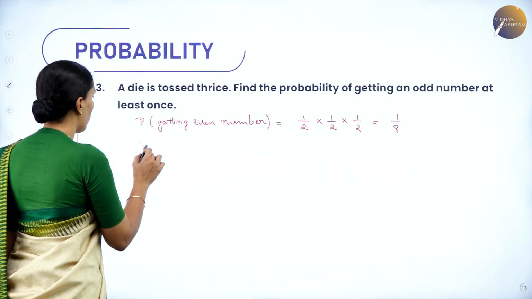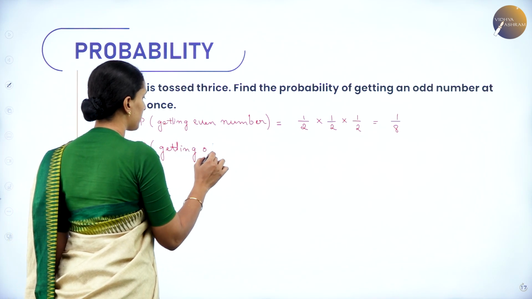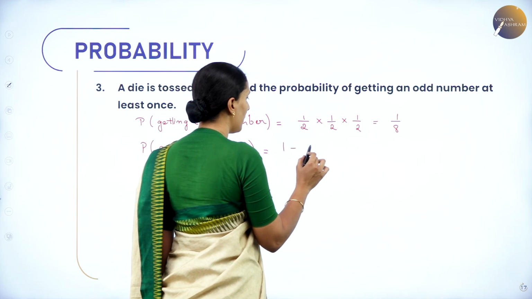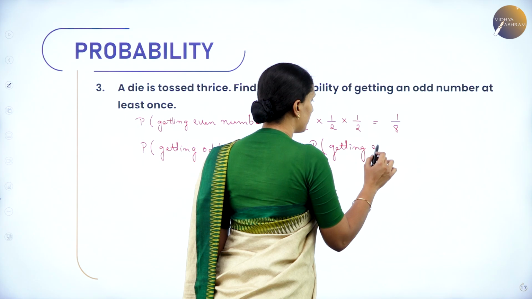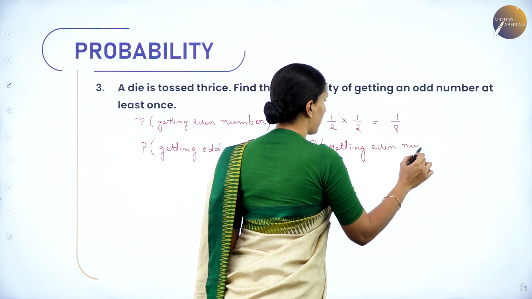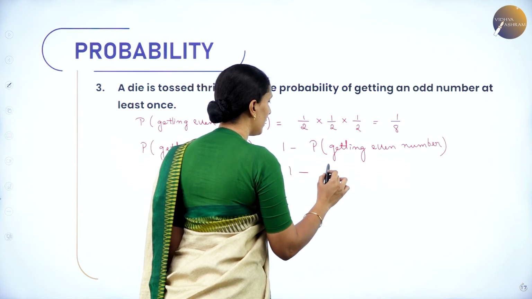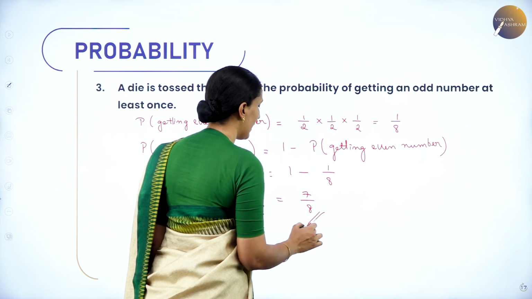Now the probability of getting an odd number at least once is nothing but the complement of the probability of getting even number thrice. Now we know that the probability of getting even number thrice is 1 by 8. So this will be equal to 7 by 8.